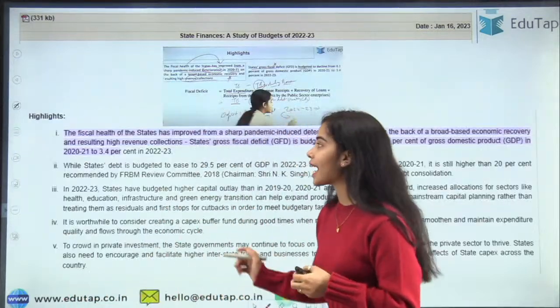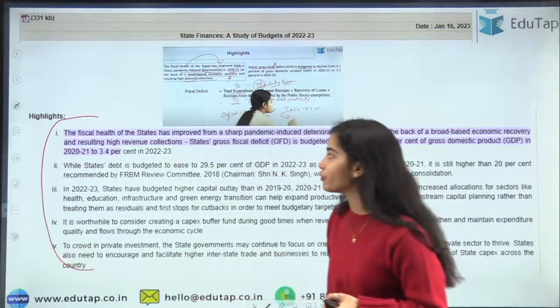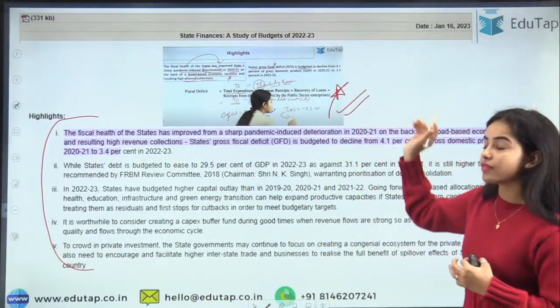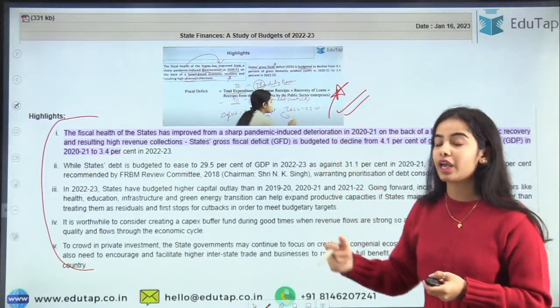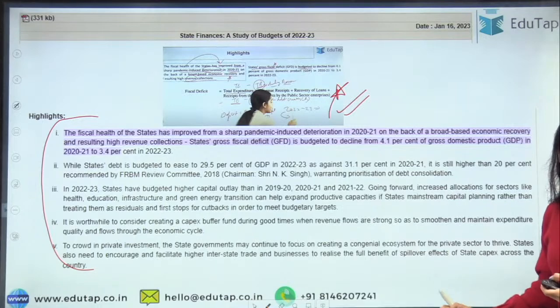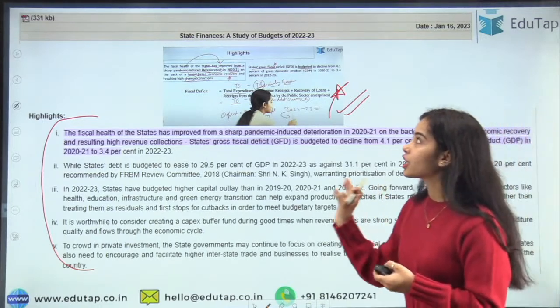We have also done the highlights that were given by the Reserve Bank of India. We have understood each and every point in our previous session. So you can see that session, okay? Everything has been explained that has been given in the RBI's notification for the state finances report, a study of budget.